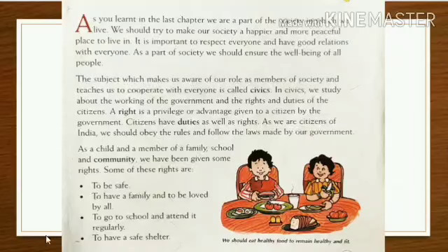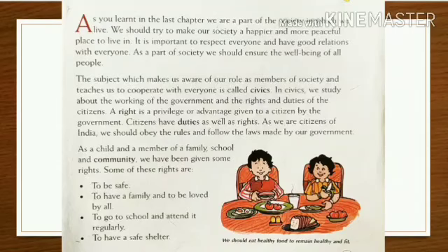So see, we are now studying civics, right? So what do we study in civics? What does it teach us? So the answer to that is, it makes us aware of our role, or what are the things that we should do as a member of a society. Civics also teaches us to cooperate with everyone. How can we work together with everyone?